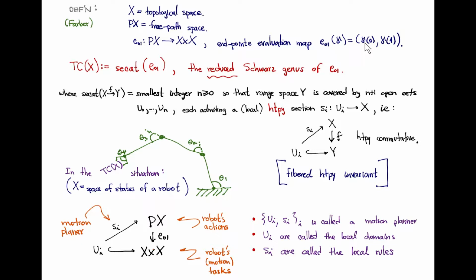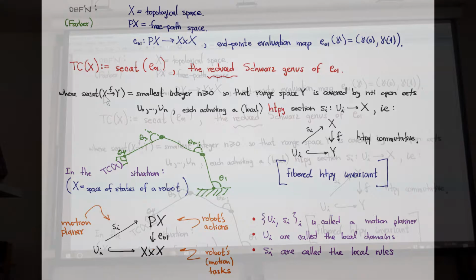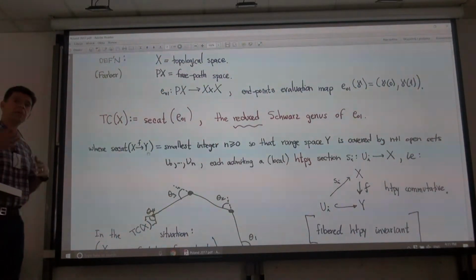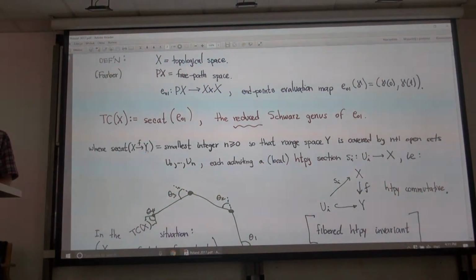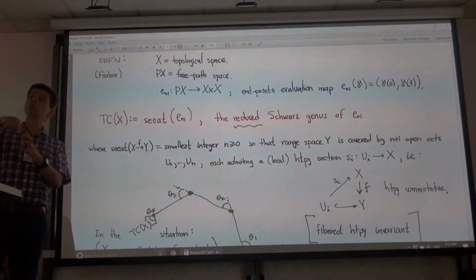This is essentially the original idea of Michael, and then you define the topological complexity of this space to be the sectional category of e_{0,1}, this double evaluation map. Now let me make a comment here. The sectional category of a map f from X into Y is by definition the minimal number of open sets that cover the range space of the map, so that in each of these open sets you have a homotopy section.